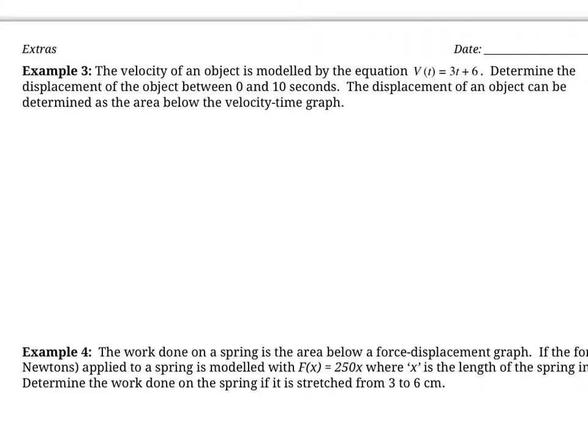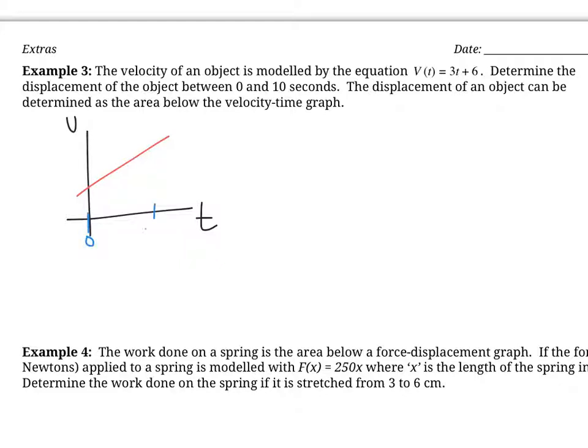Okay, so now let's do some example problems. The velocity of an object is modeled by the equation shown. Determine the displacement between 0 and 10 seconds. So I'm just going to very quickly sketch the velocity versus time. It's going to be a linear function with a positive slope, and it's going to look something like that, right? Roughly. We want to know what the displacement of that object is in the first 10 seconds, so between 0 and 10.